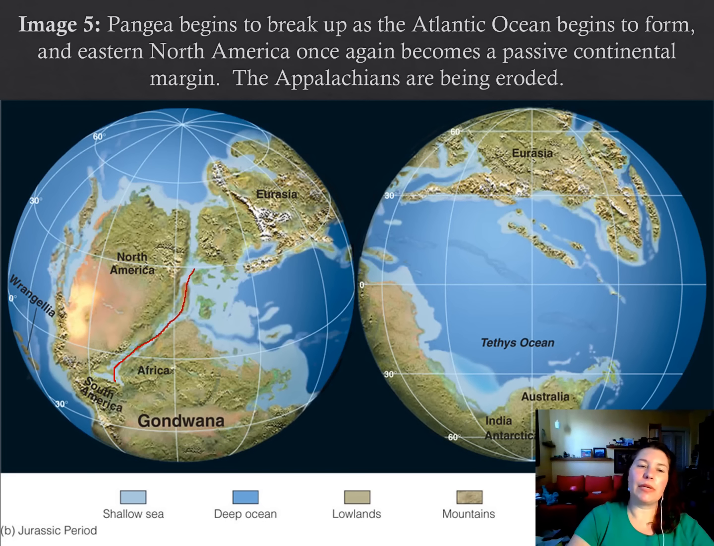So we're unzipping down between North America and Asia, unzipping down between Africa and South America, and continuing south. And that's what's happening today, as the Atlantic Ocean continues to spread wider and wider and wider. That process began here about 200 million years ago in the breakup of Pangea.